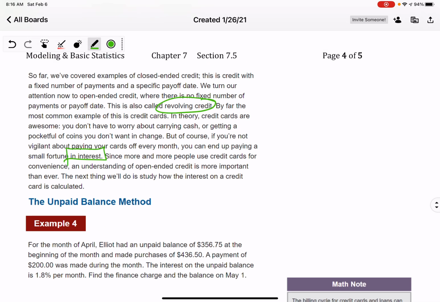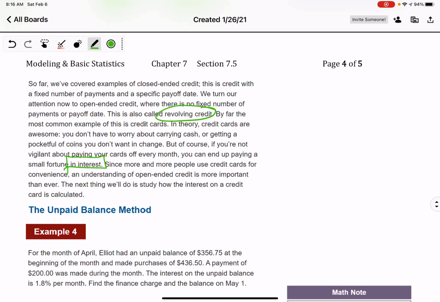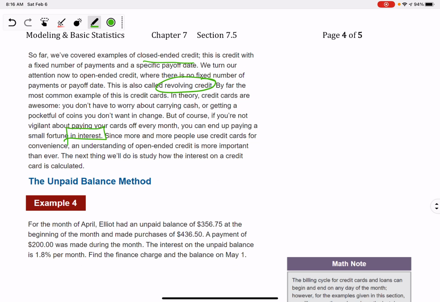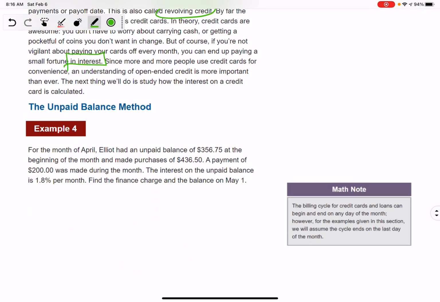Well, I just said we didn't. We didn't talk about credit cards that have a certain amount of days. We did talk about closed-ended credit, because our car notes, if it says 5 years, that's how long we have to pay it off. And we have a fixed number of payments. I'm sorry, I misread that.